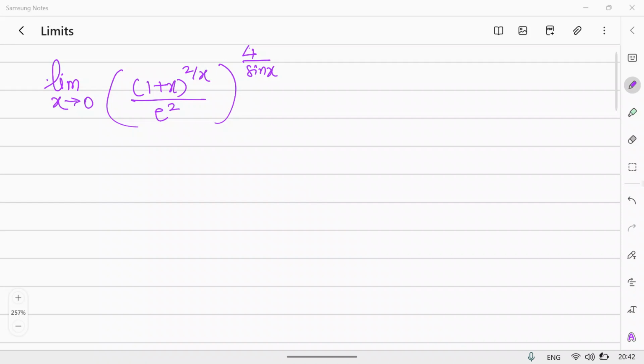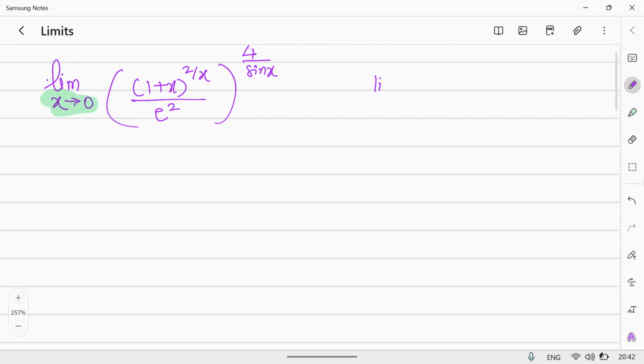Today we are going to solve a very interesting question from the chapter of limits. So let us directly dive in. As you can see in front of you, there is a very nice question where limit x tends to 0 is given. So let us first understand what it will give.